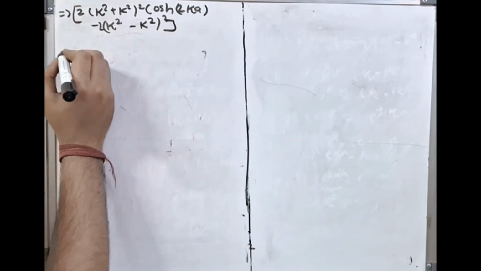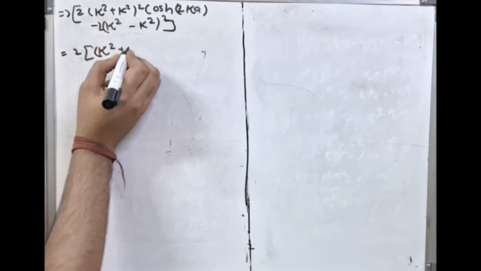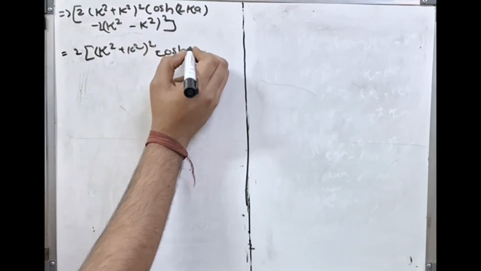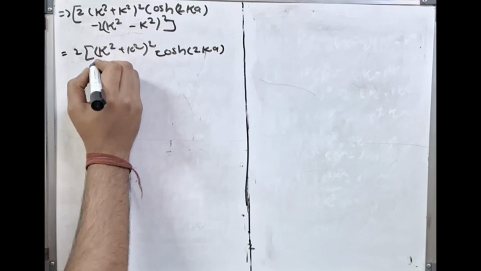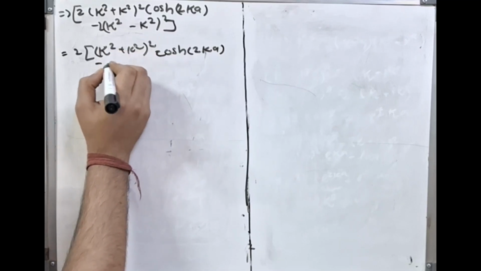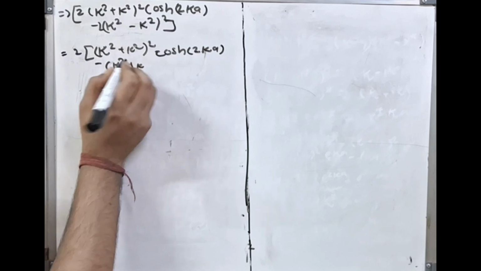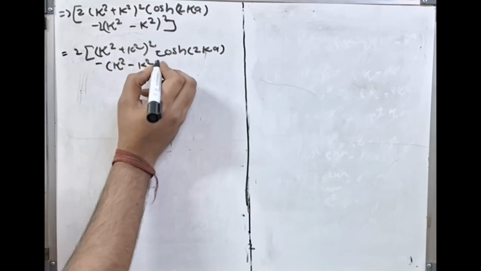Now if we factor out 2, taking 2 as common, it is again (κ² + k²)² cosh 2κa minus (κ² - k²)².